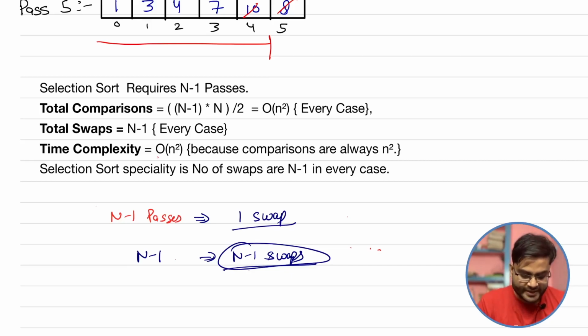So the time complexity is always order of n square. Why? Because we are doing n square comparisons every time.